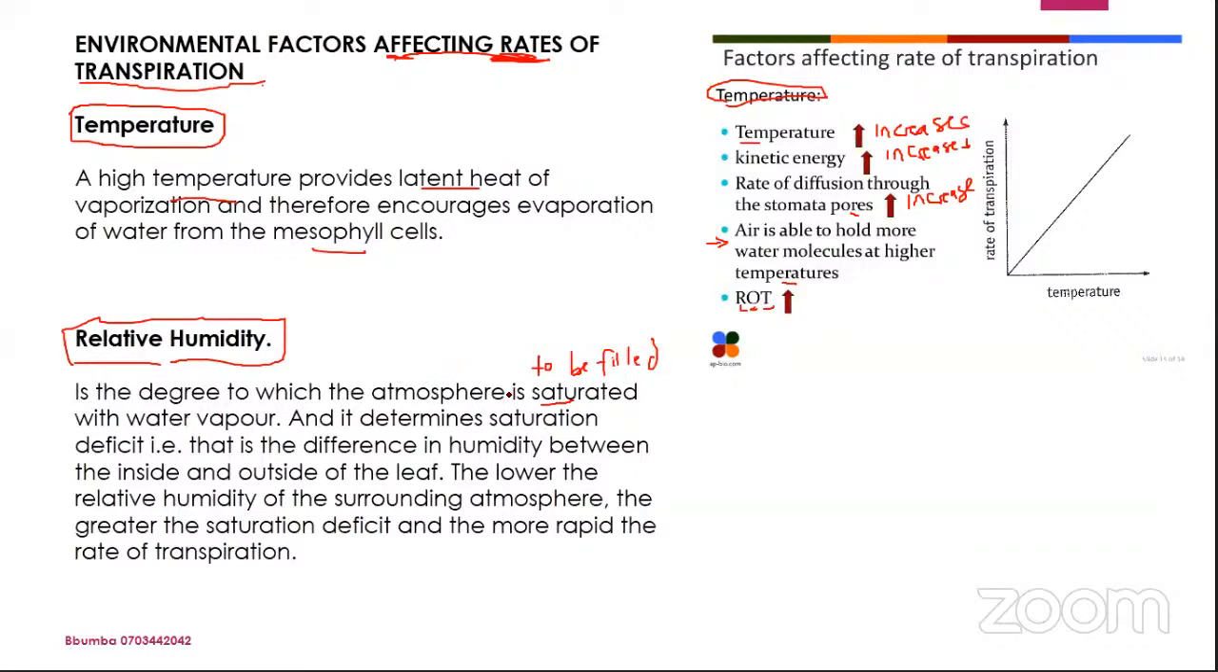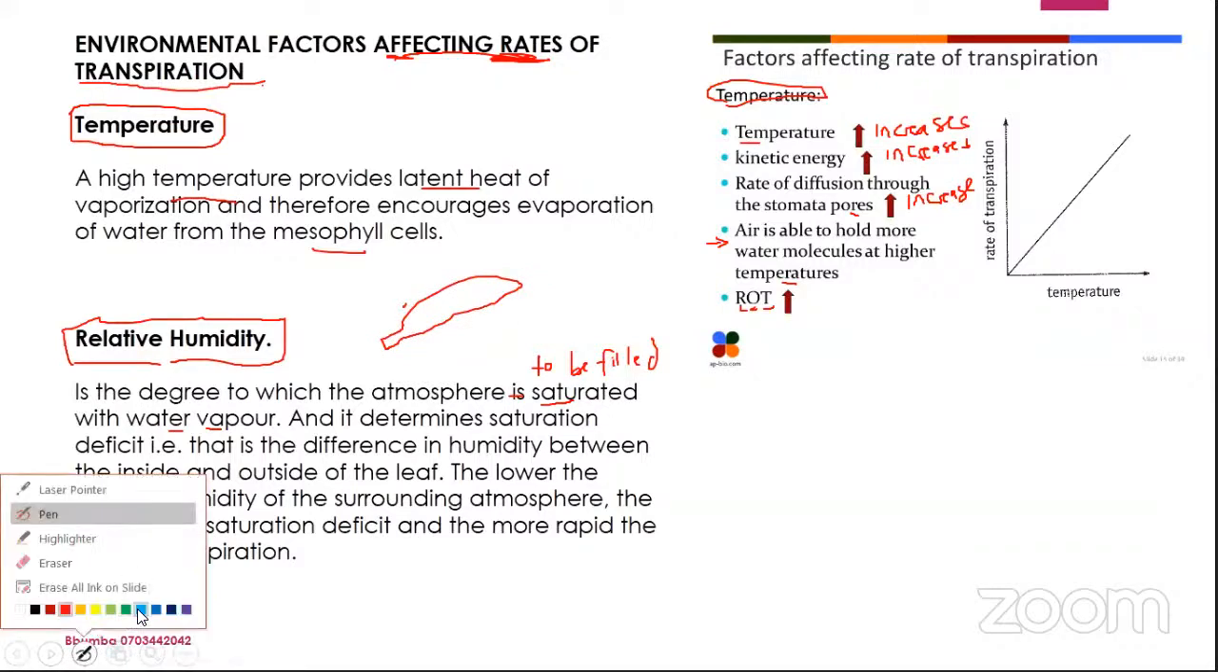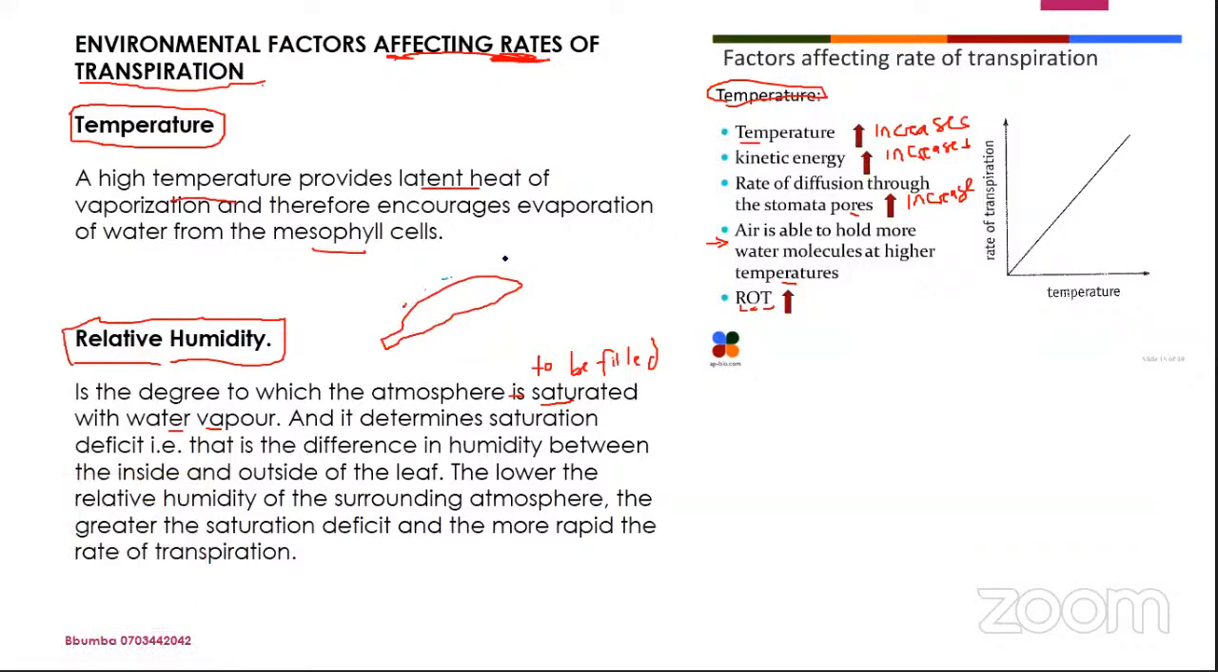So is the degree to which the atmosphere is saturated with water vapor, because if the atmosphere has a lot of water vapor in it, it means that a lot of water vapor is going to be surrounding the leaf. Just imagine, let me get a blue here. Just imagine water vapor is everywhere.